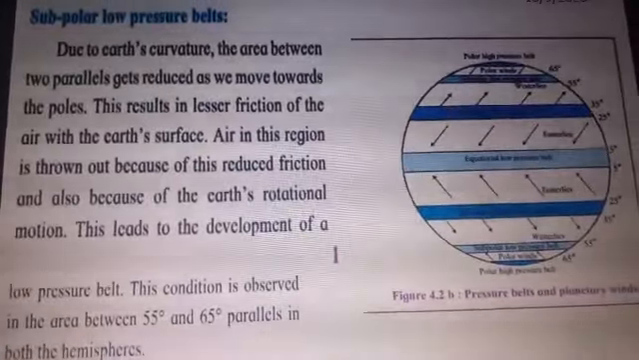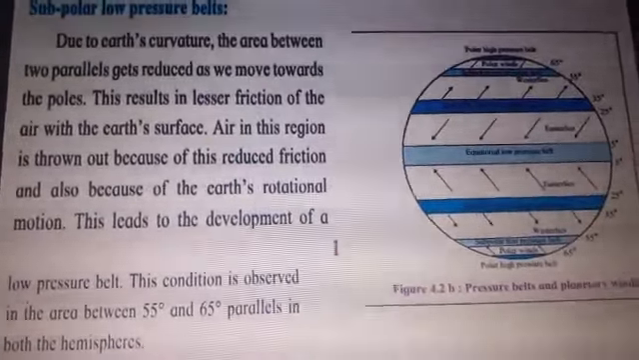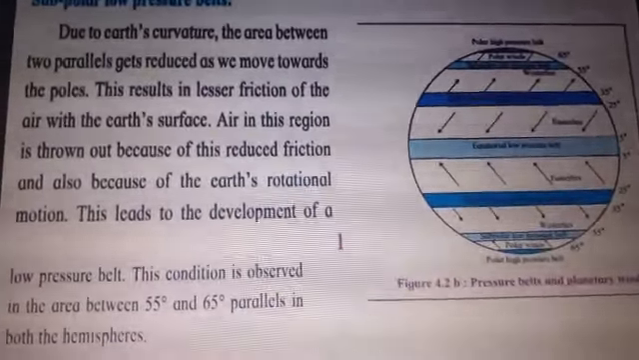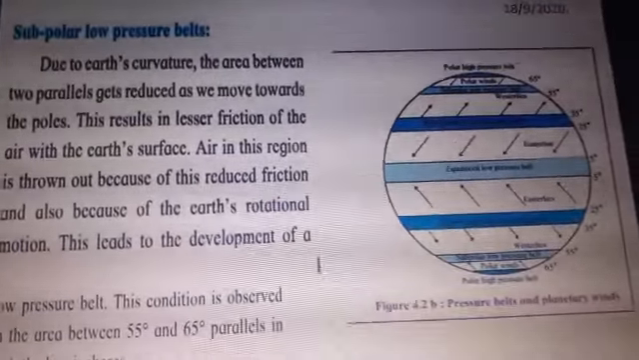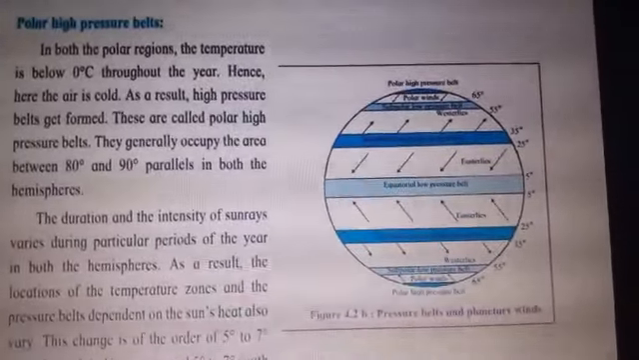What is the reason behind this? Air is thrown out because there is less contact between the air and the earth. It goes to a higher altitude, and at higher altitude the air becomes lighter in weight. Now the next one is polar high pressure belts.